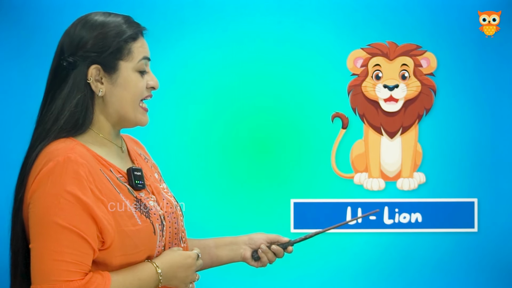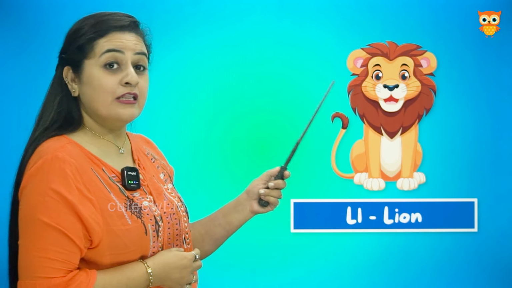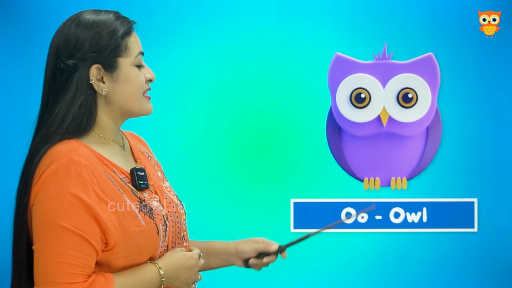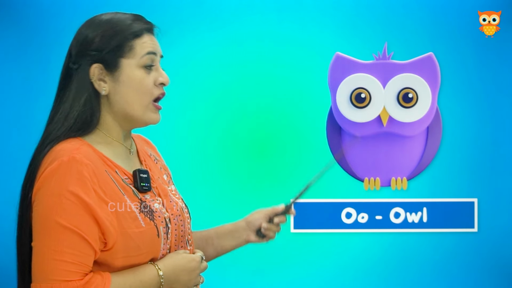K, K for kite. L, L for lion. M, M for monkey. N, N for net. O, O for owl.